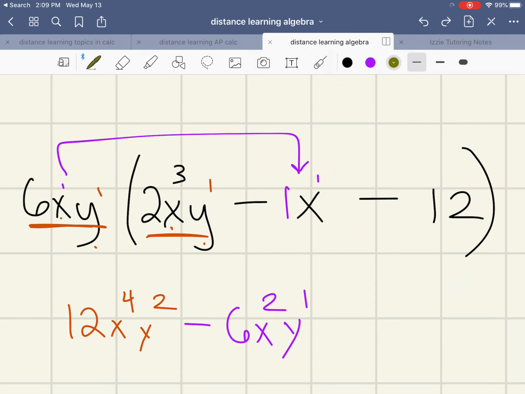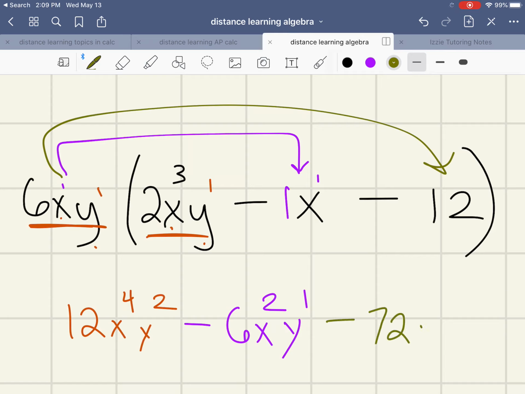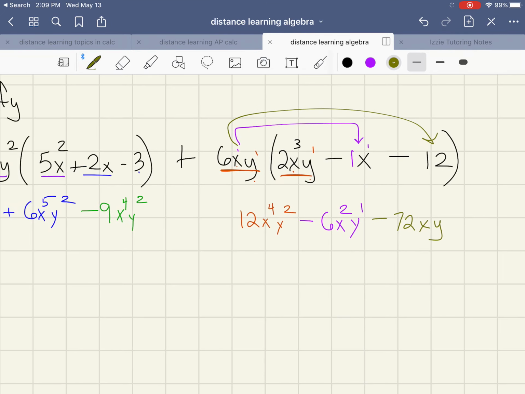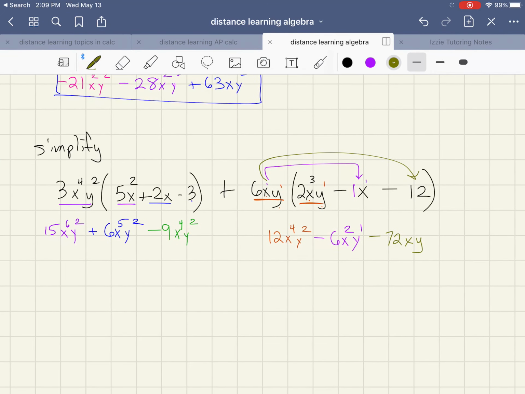And then 6xy times negative 12 is negative 72. Keep the x, keep the y. So we're done our multiplication. If you understood that part, then you understand this lesson. And if you now understand what happens next, then you understand the previous lesson. So putting things together is important.